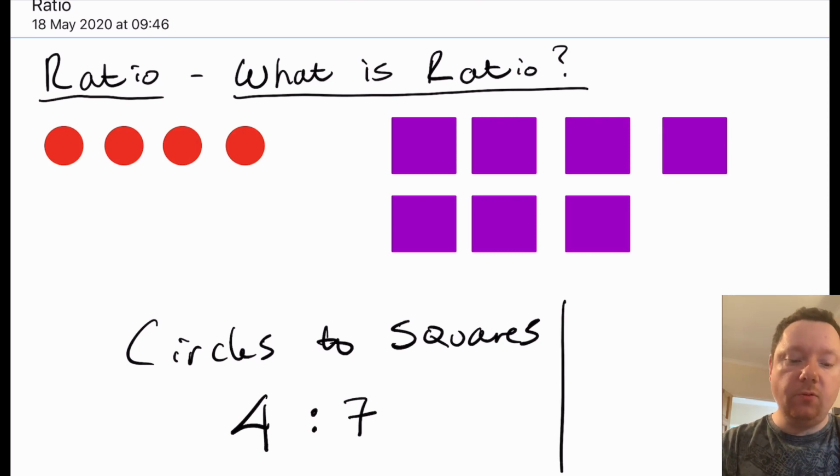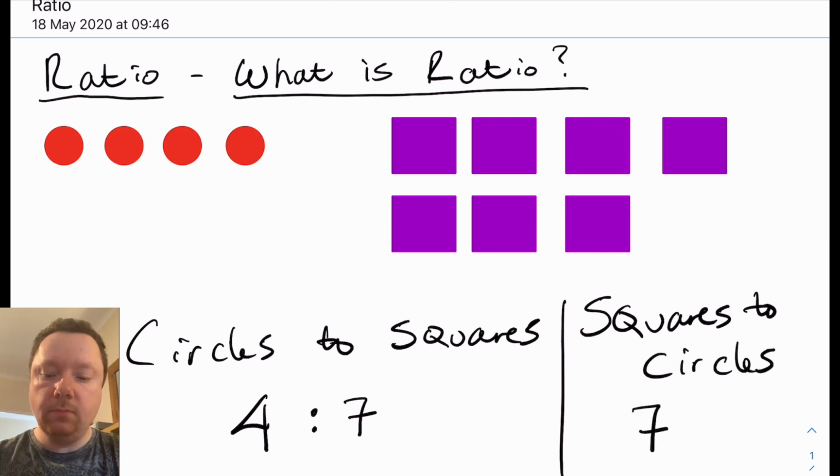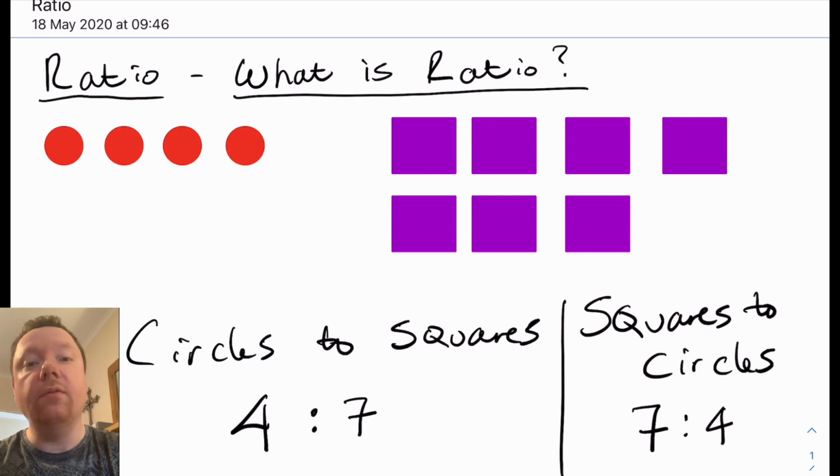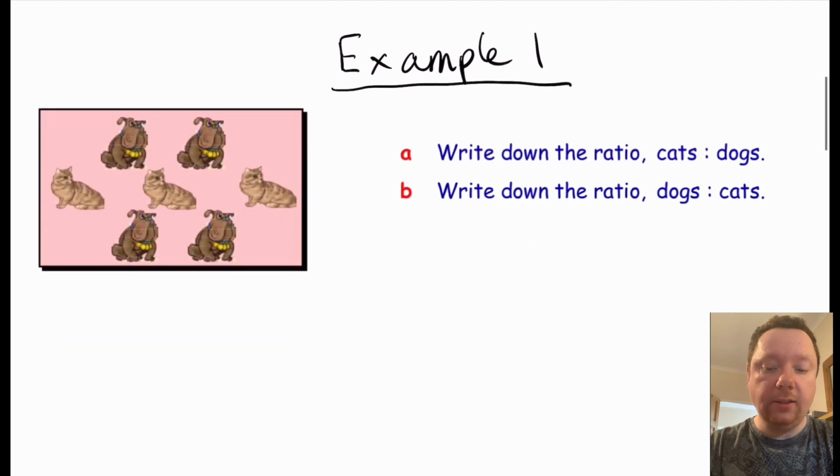We can do the same with squares to circles. The ratio of squares to circles is 7, because there's 7 squares, to 4. 7 dot dot 4. And that's a basic understanding of what ratio is. It's basically working out how many there are of a given thing to another given thing. Okay. Let's do another example.